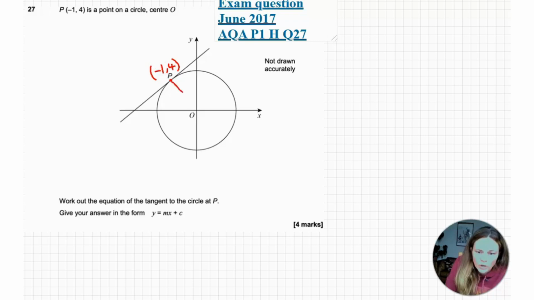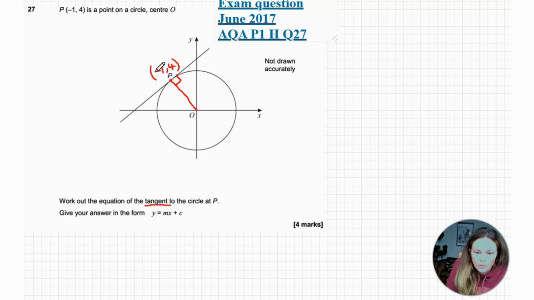So we also know that the radius of the circle, which is obviously from the centre to the outside, will touch the tangent at a right angle. So we know that's going to give us some extra information here. What we've got to do is work out the equation of the tangent.